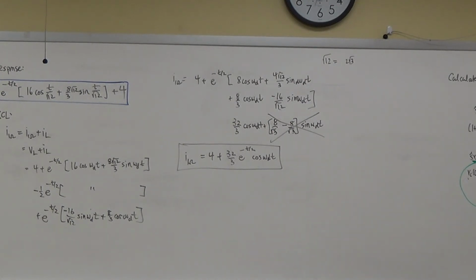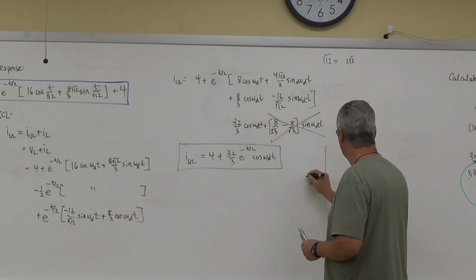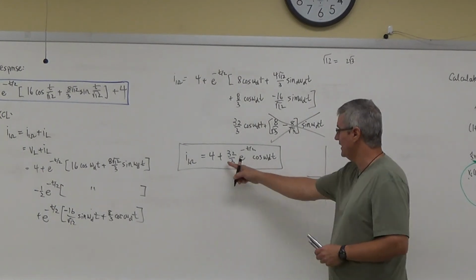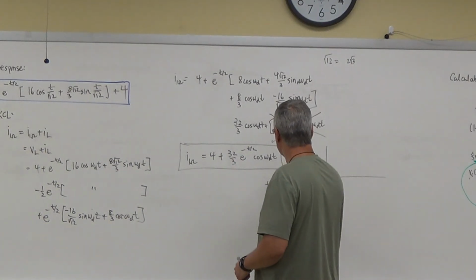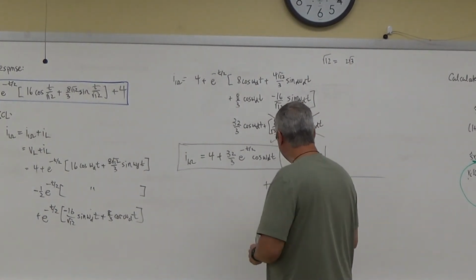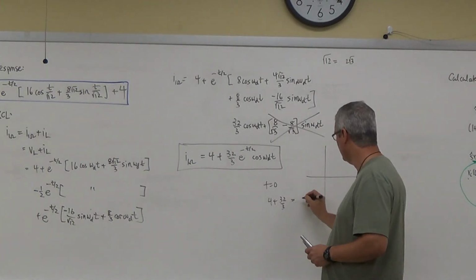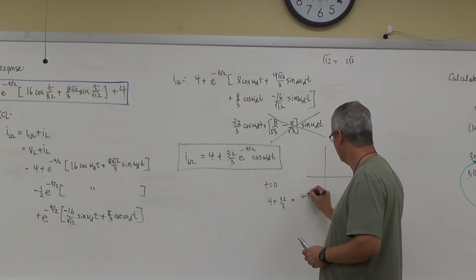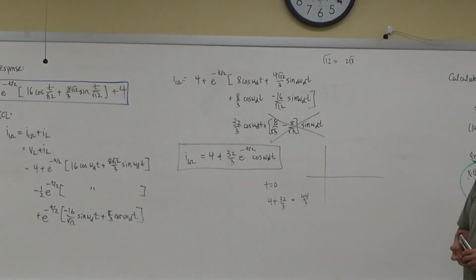So if I was to plot this thing, how would I interpret it? Well, I know that it's got to go to 4. And you can see that at t equal to 0, this has to be 4 plus 32 over 3, which is 44 over 3. Is that correct? 44 over 3, that's way up there.